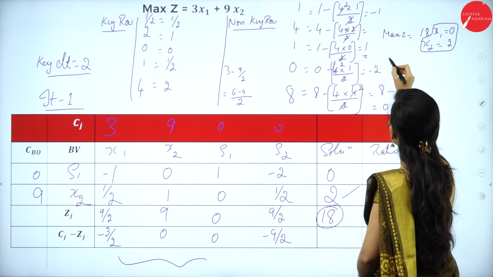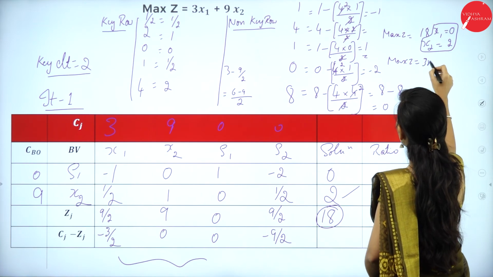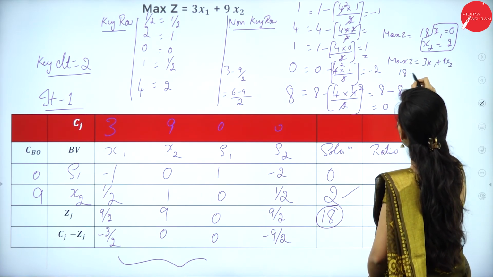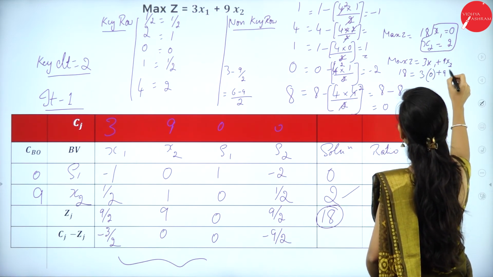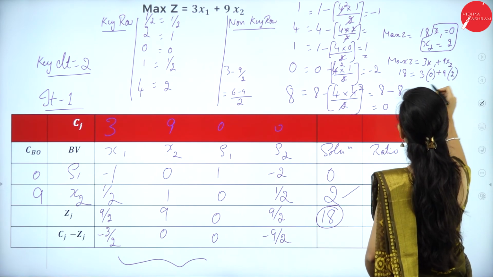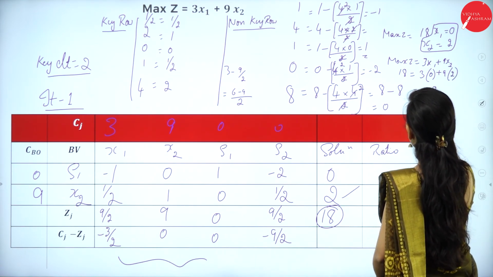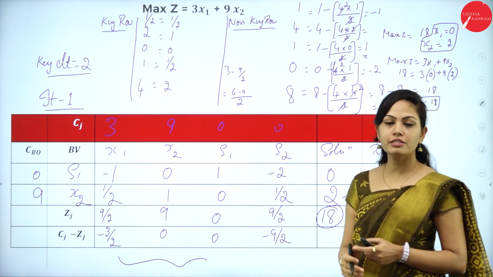Now you can cross-verify the answer. Max z is equal to 3x1 plus 9x2. So max z is equal to 18. 3 into the x1 value, which is 0, plus 9 into the x2 value, which is 2. So 9 into 2 is 18. So 18 is equal to 18. LHS is equal to RHS. So it is satisfying the optimal solution.